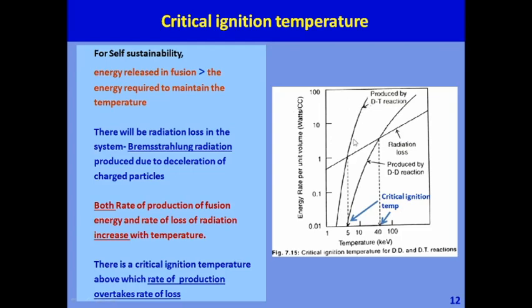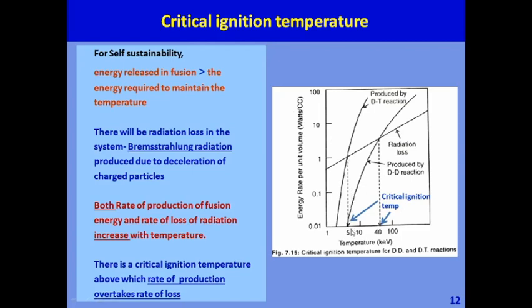This is the energy production rate of the DT reaction, and this is the energy production rate of the DD reaction. At this point of intersection, this is the loss. After this point, the energy production rate is greater than the loss. So this can be called a critical temperature.